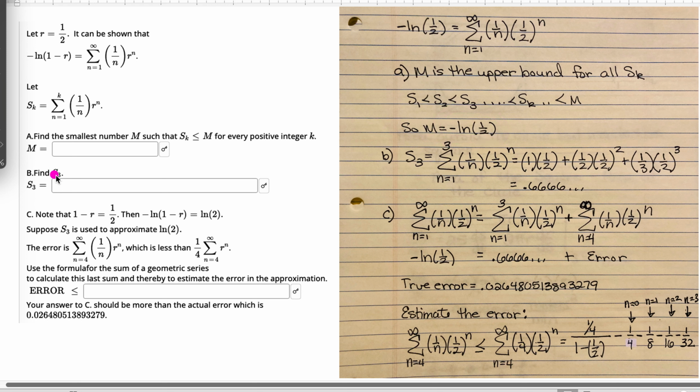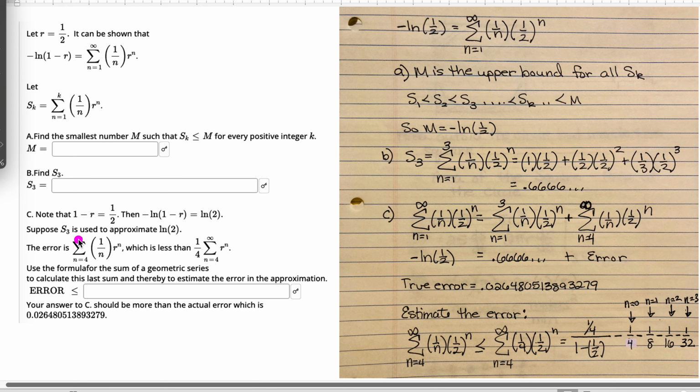Part B says find the third partial sum. So we have to find the sum from n equals 1 to 3 of 1 over n times 1/2 raised to the n. We need to find all of these terms added up. Here's when n is 1, here's when n is 2, and here is when n is 3. When we add that all up, we get 0.66 repeating. Now we're going to use this in part C.